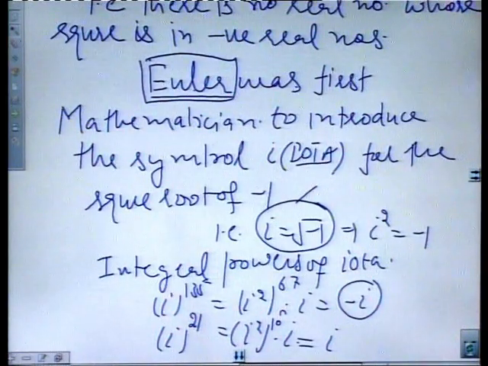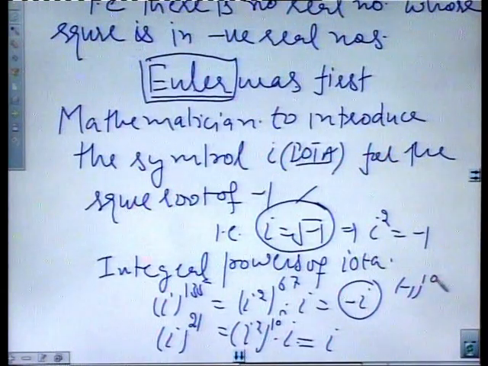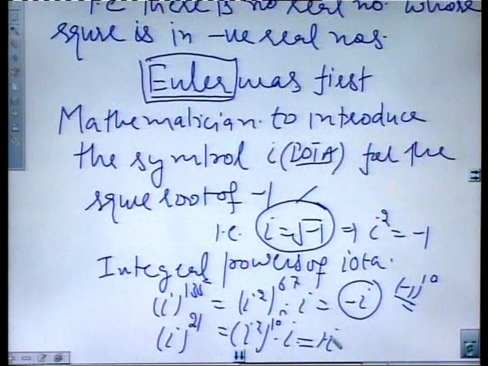Now similarly iota raised to power 21, ਇਸ ਨੂੰ ਲਿਖ ਸਕਦੇ ਹਾਂ ਆਪਾਂ iota square raised to power 10 into iota. Now iota square means it is simply -1 raised to power 10, which is 1. So 1 into iota, it is simply iota.